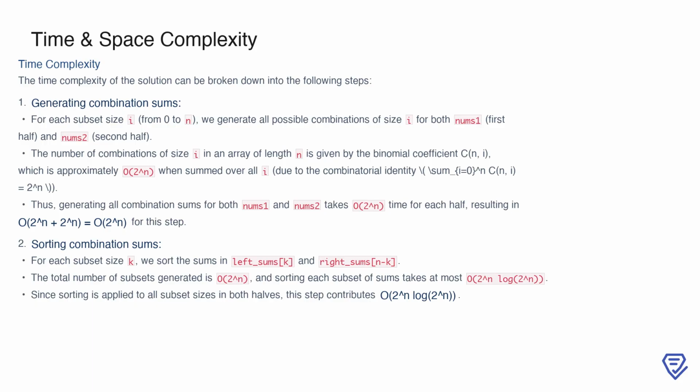Since we perform this operation for both nums1 and nums2, the total time complexity for this step is 2 to the power of n. Next, we sort the combination sums for each subset size. Sorting each subset of sums, which involves 2 to the power of n log 2 to the power of n operations, is repeated for all subset sizes. Since there are 2^n subsets in total, this sorting step also contributes 2 to the power of n log 2 to the power of n to the overall complexity. Together, these two steps dominate the time complexity so far.